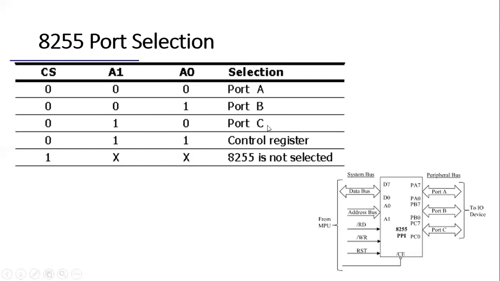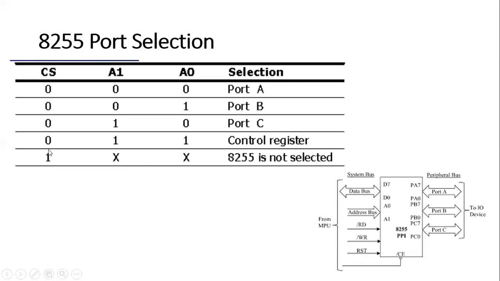10, port C will be selected. So these are the details that have to be given by the 8051 microcontroller in order to select any of these ports: 00 port A, 01 port B, 10 port C. And in addition to that, another important thing is there is a control register inside this programmable peripheral interface, and in order to select the control register, we can use the value 1 1 for A1 and A0 respectively.